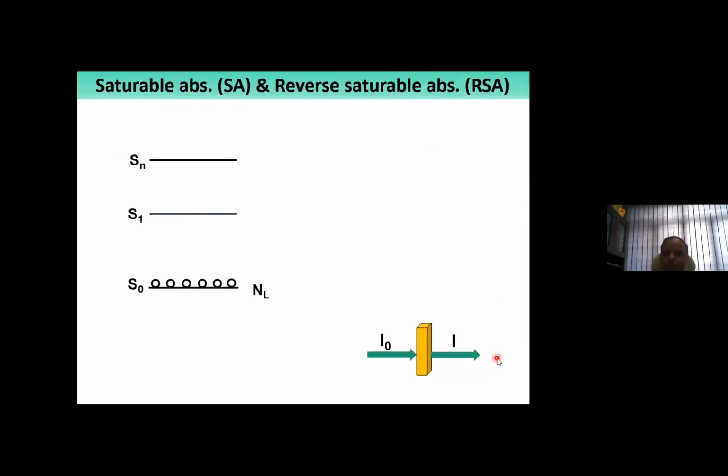Now let us move to understanding what is saturable absorption and reverse saturable absorption. To understand this, let us take help of the energy level diagram shown here, with a ground state, first excited state, and some higher state. And we all know that with Maxwell-Boltzmann statistics, the molecules always try to stay in the minimum energy configuration, so all molecules will reside in the ground state at the beginning.